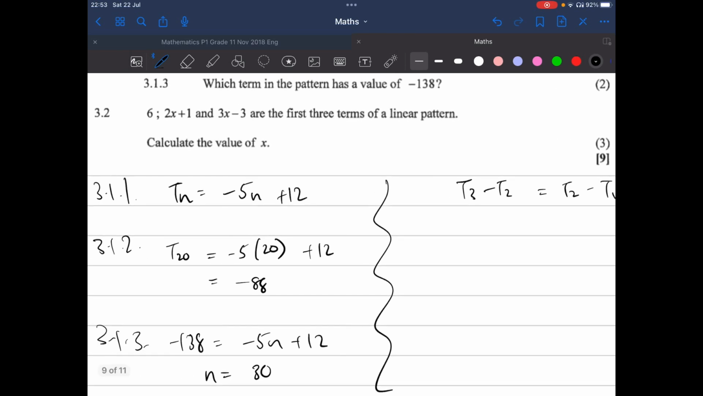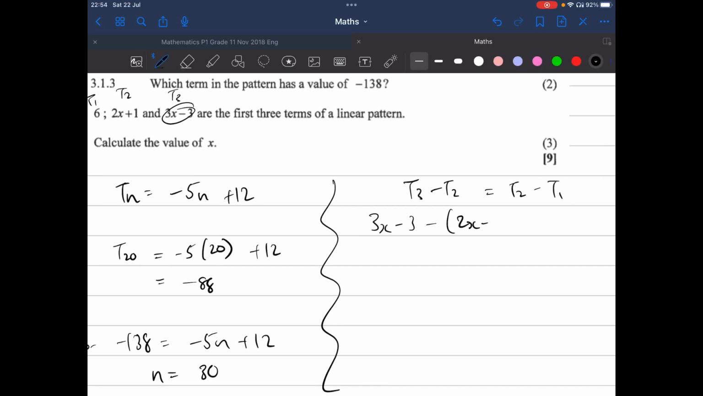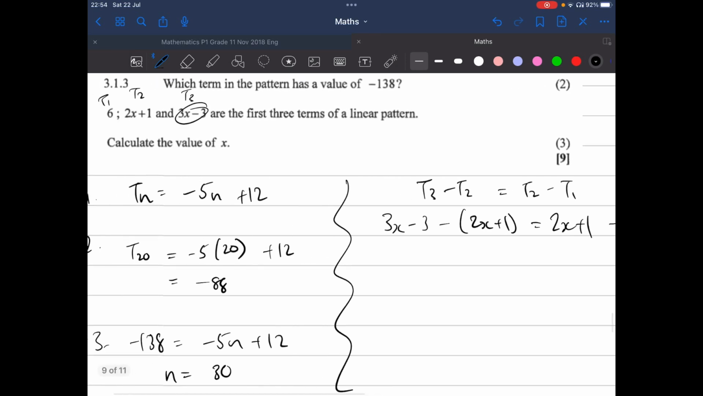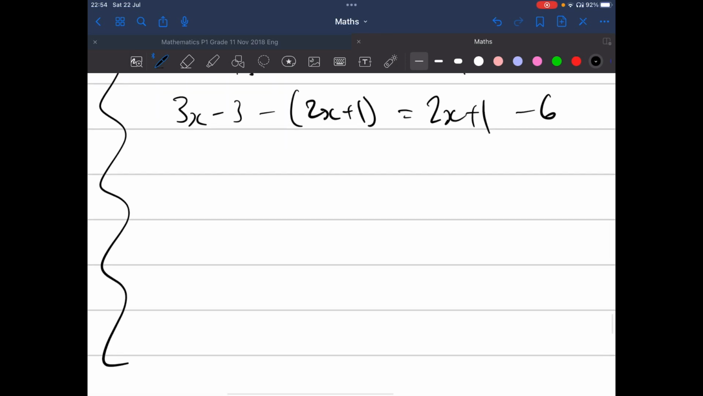So t3 minus t2, so 3x minus 3 minus 3x minus 3, this was t3, this is t2, and that's t1. Okay, so t2 was 2x plus 1. Okay, and then now t2 minus t1, so 2x plus 1 minus 6. Okay, now let's just expand everything and solve.